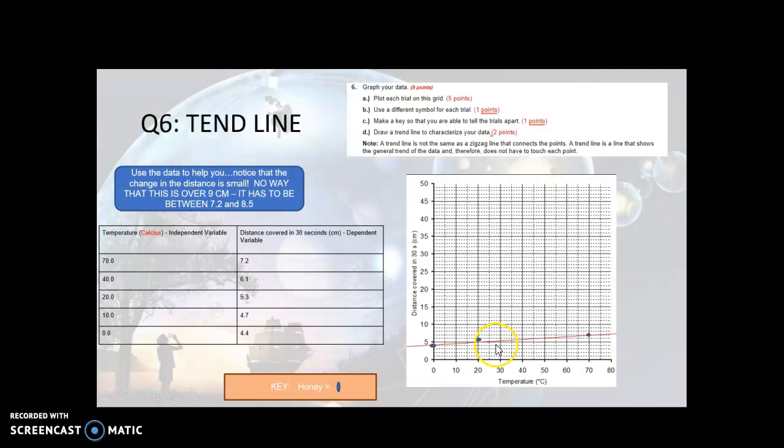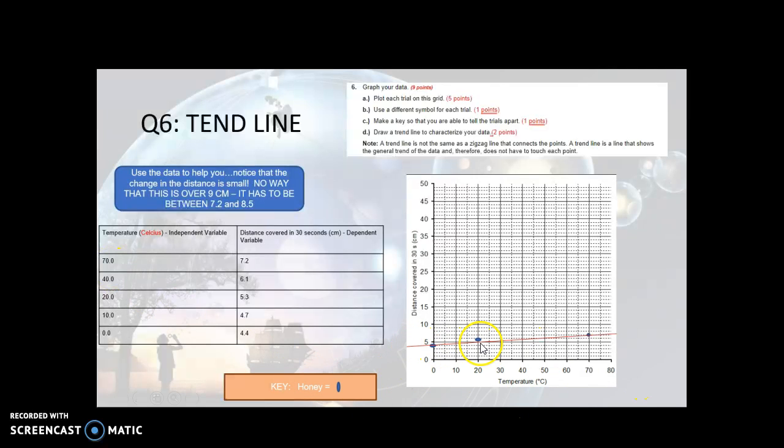That means that there's no way this trend line can be over 9 centimeters. It has to be between 7.2 and 8.5. Anything more than that, and it's probably not accurate because of how small these jumps are. When you take 7.2, subtract 6.1, you get a pretty small growth there, but look how many temperature points it increased. That was 30 degrees. We didn't do that as much when we get to that question, but you'll see that later.